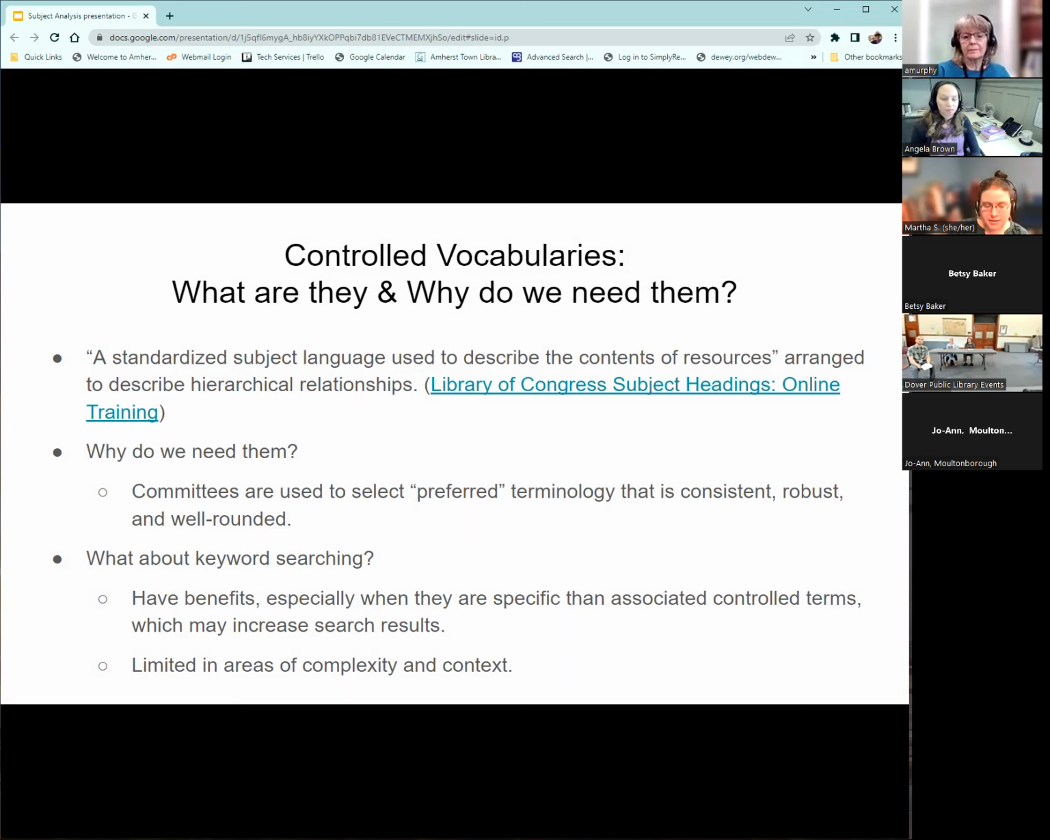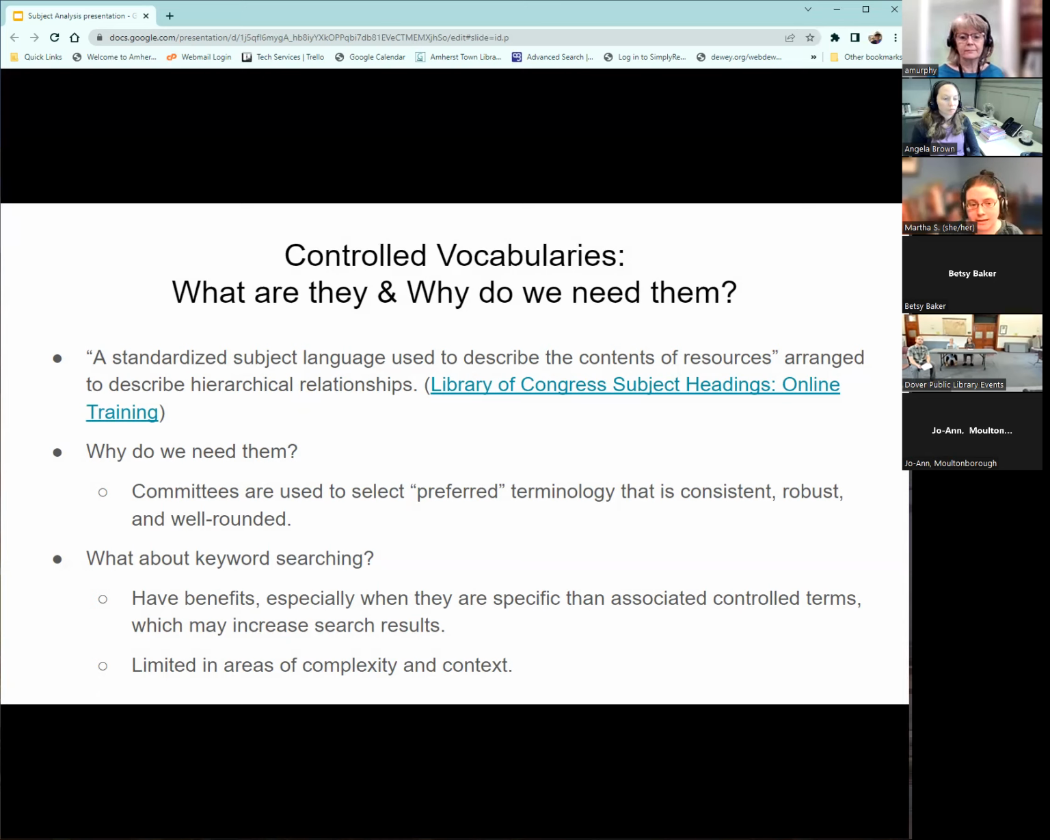There are benefits to keyword searching, especially when a keyword, which could also be called an uncontrolled term, is more specific than the associated controlled term in the vocabulary. In that case, the user might end up with more results than they would with a more specific controlled term. But this is also why controlled vocabularies work around that, if you will, by using hierarchies and also linked terminology to aid access for those other terms.